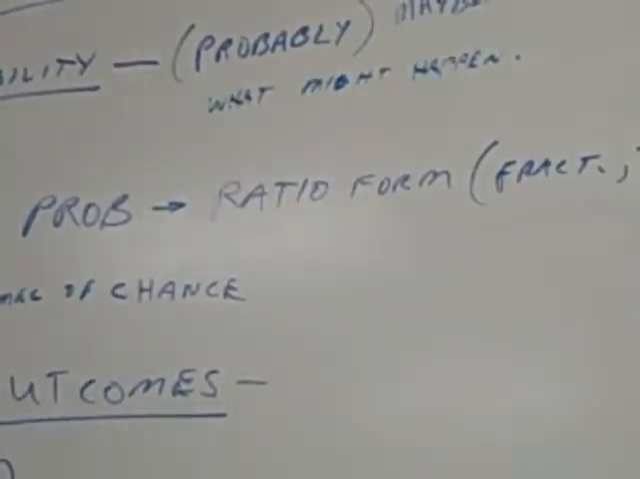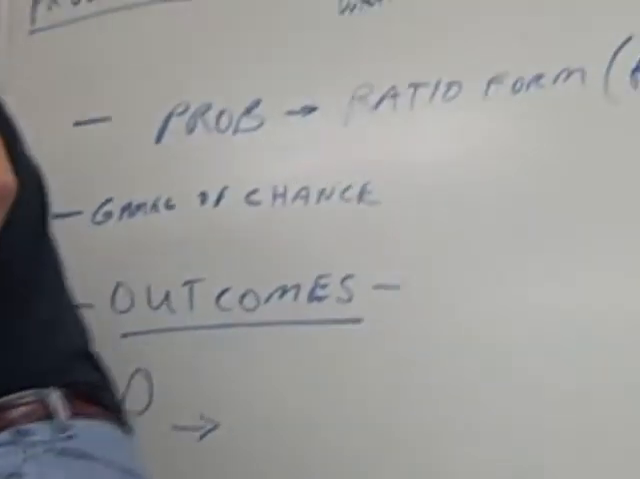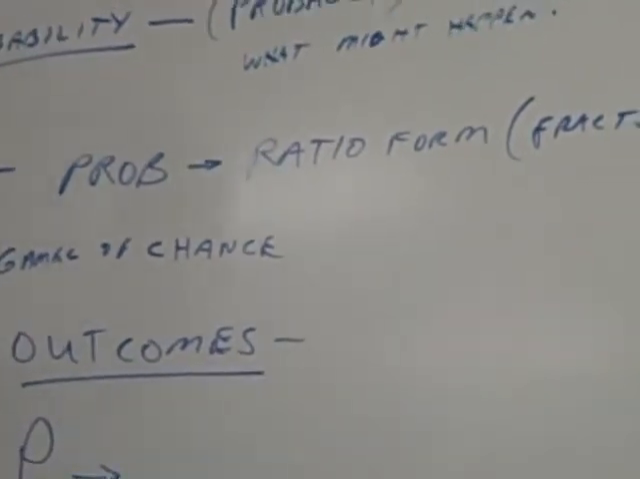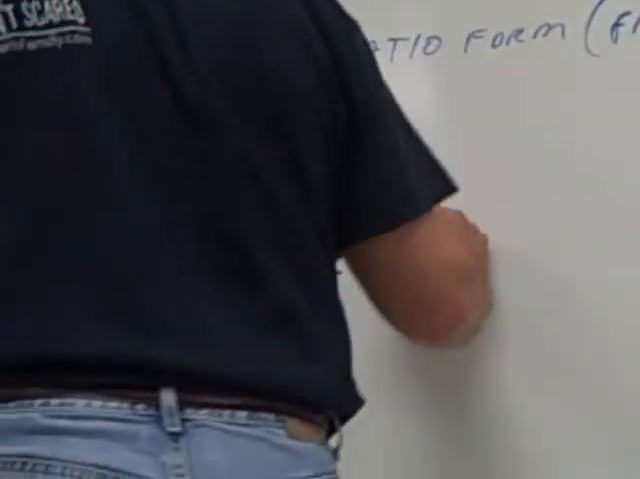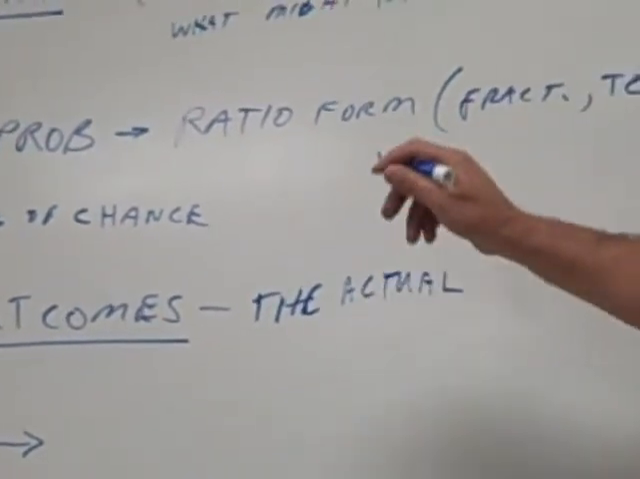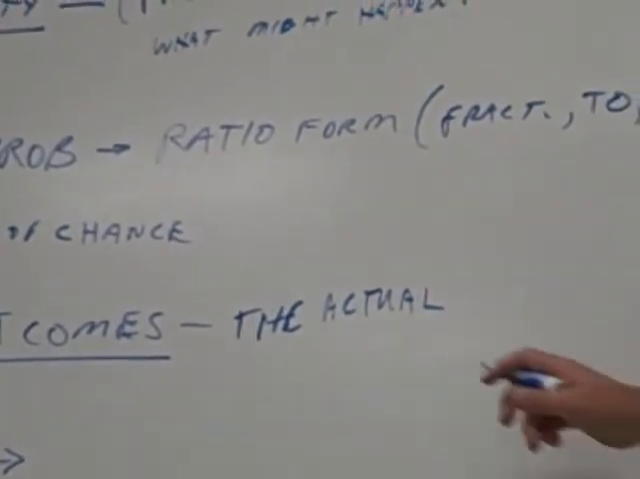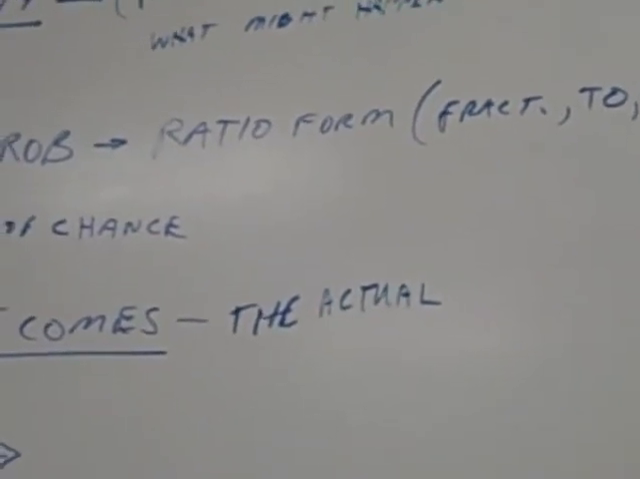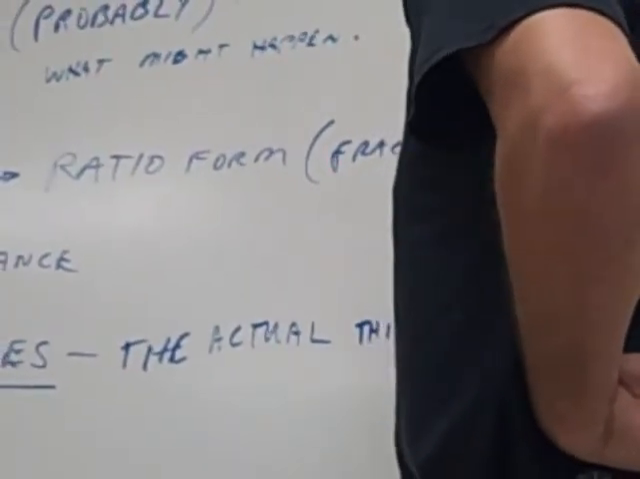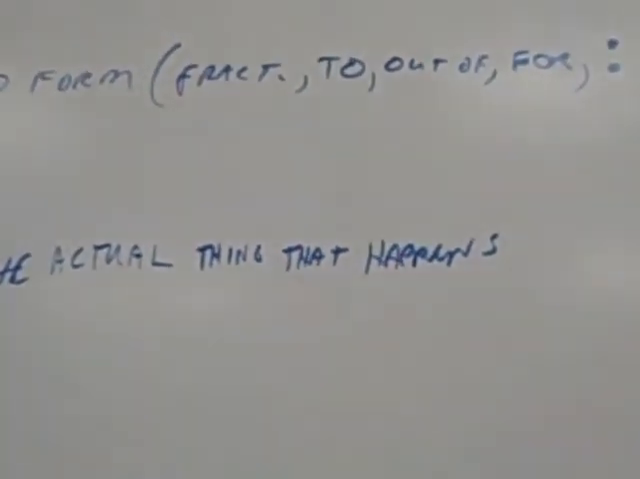Well, let's keep going now. All right. Probability in ratio form. Games of chance are based on probability. Outcomes. Outcomes are the actual thing that happens. The actual thing that happens is the outcome.